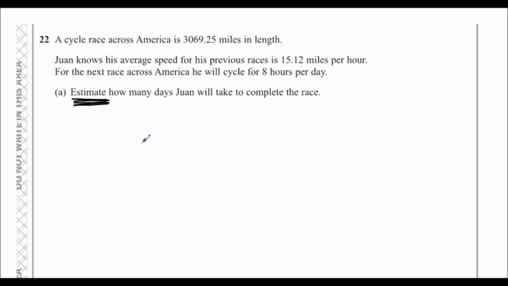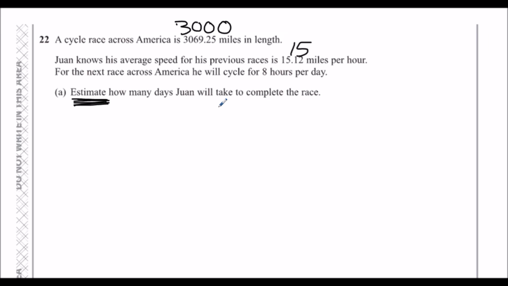So when we're making an estimate, we can use rounded numbers. So we're going to round 3069.25 to 3000, and 15.12 miles per hour, we can call that 15 miles per hour. You could use 20. I think 15 is going to be an easy enough number to use, and it's much closer to the original. So I'm going to use 15. You could have used one significant figure and gone for 20, but I'm going to stick with 15.